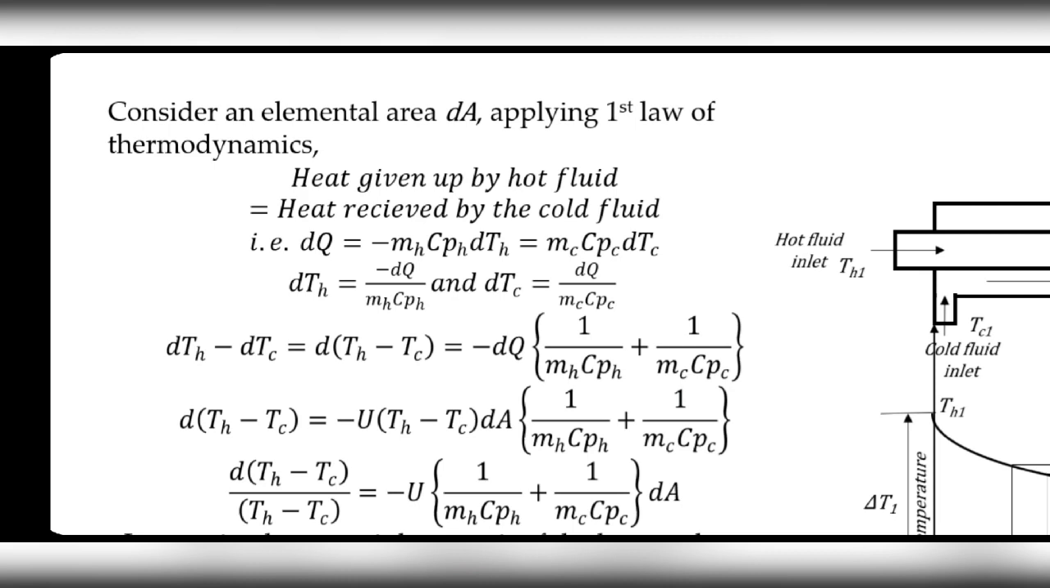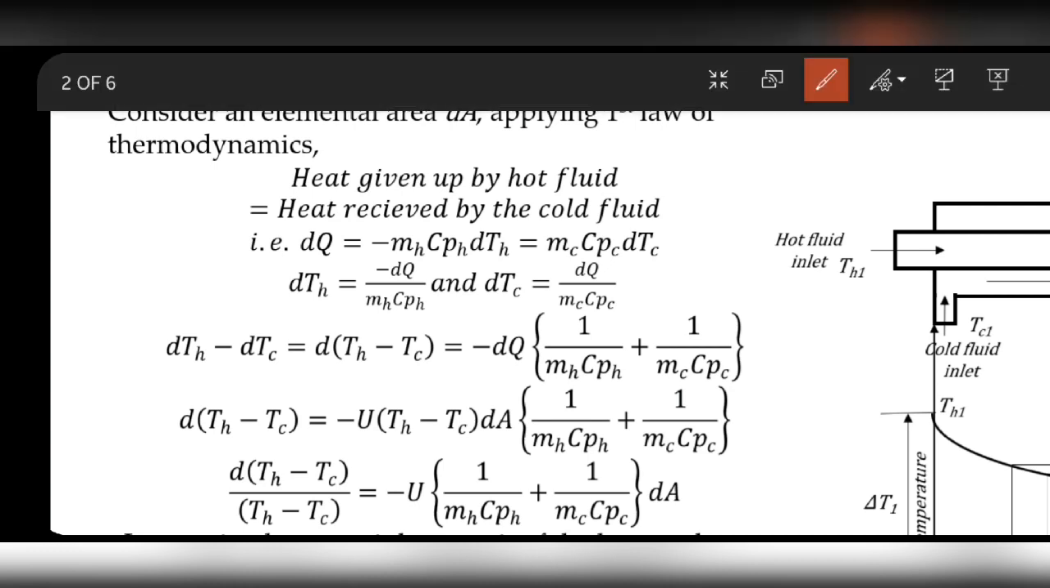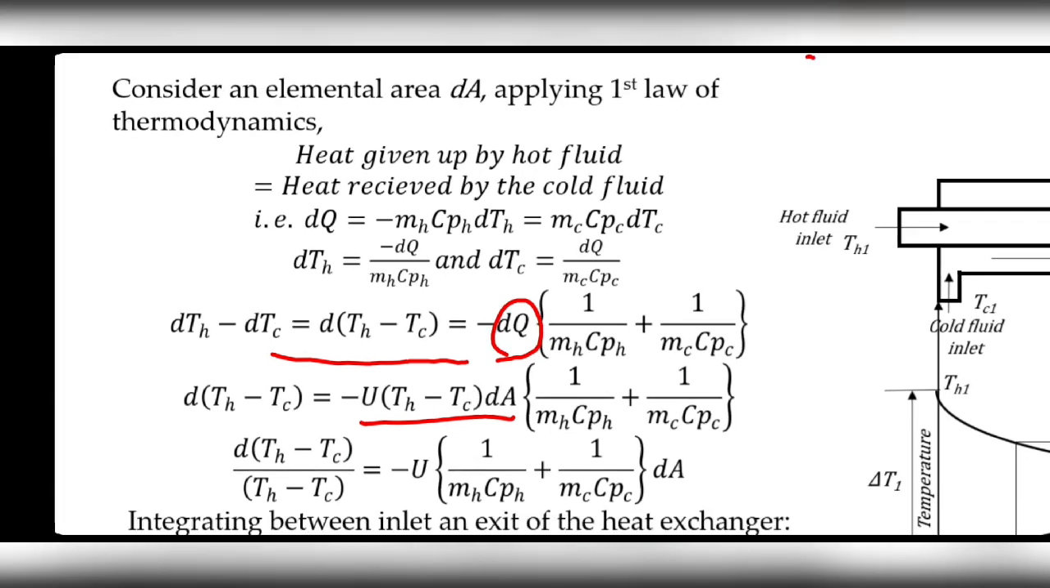That can be rearranged as dTH equal to minus dQ divided by mH CpH, and dTC equal to dQ divided by mC CpC. Now I'll take the difference of dTH and dTC, so dTH minus dTC will be equal to d of (TH minus TC), which is equal to minus dQ into (1 divided by mH CpH plus 1 divided by mC CpC), and dQ can be written as U into dA into (TH minus TC).